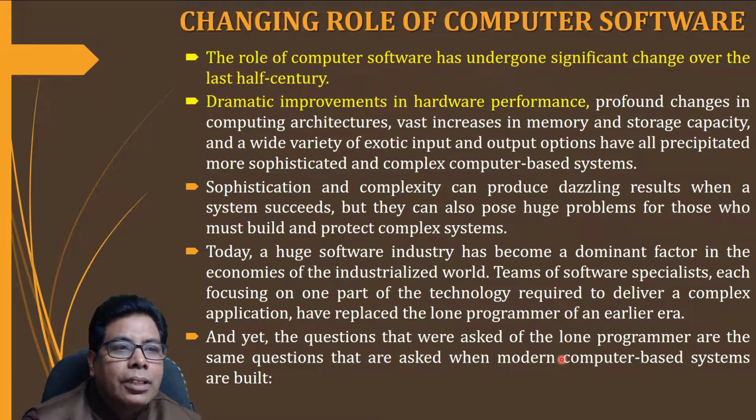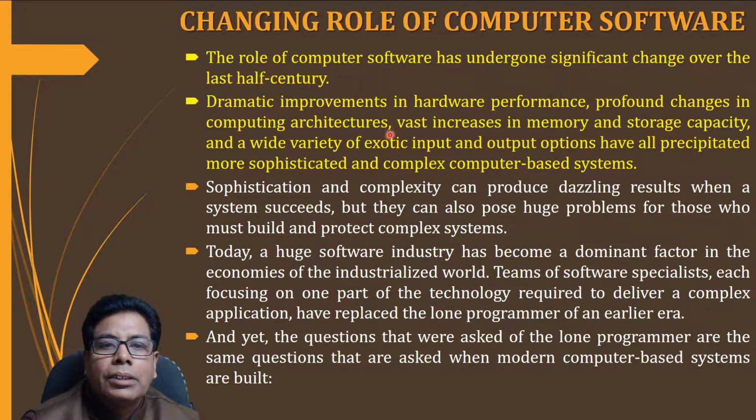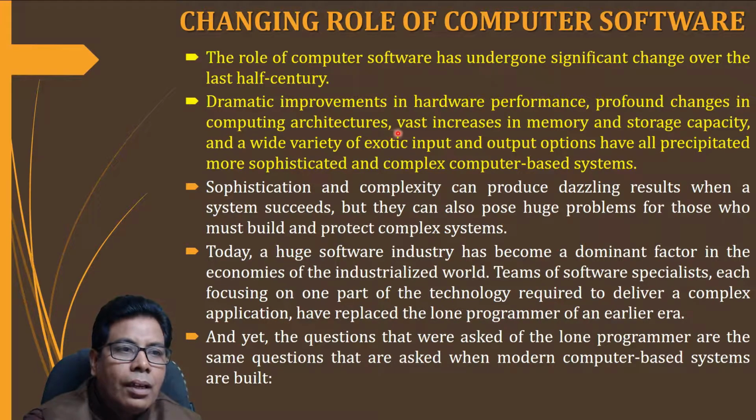So this is because dramatic improvements in hardware performance, profound changes in the computing architectures, vast increases in memory and storage capacity, and a wide variety of exotic input and output options have all precipitated and sophisticated the complex computer-based system. So here there is a lot of improvement in the hardware performance. The CPU speed has increased, and there is a lot of increase in the memory.